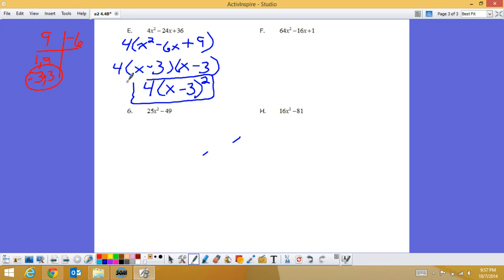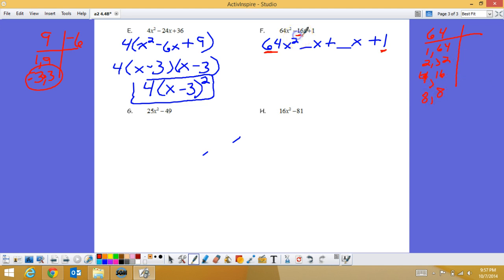Now, in the next one, we don't have a greatest common factor, so we are going to split that up. Something x plus something x plus 1. Now, those two numbers that we fill in that blank with are going to multiply to the same thing, 64 and 1 multiplied to, which is 64. So you can make the list: 1 and 64, 2 and 32, 4 and 16, 5 doesn't, 6 doesn't, 7 doesn't, but 8 does, 8 and 8.